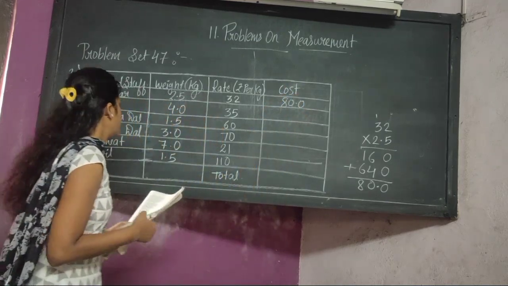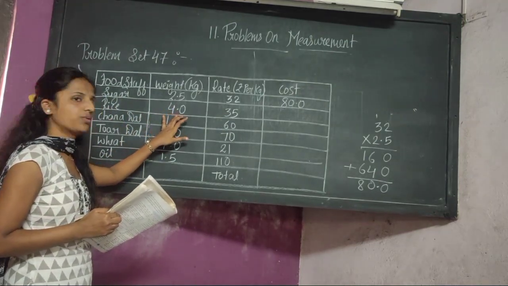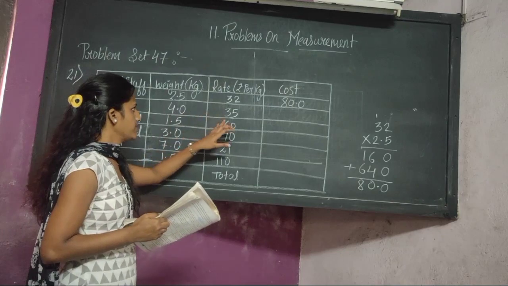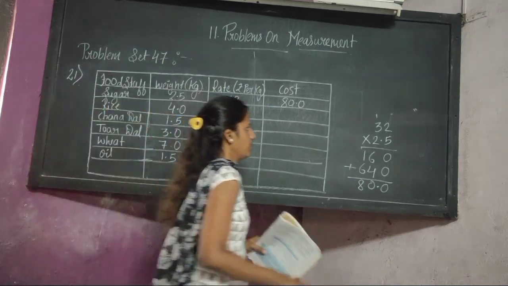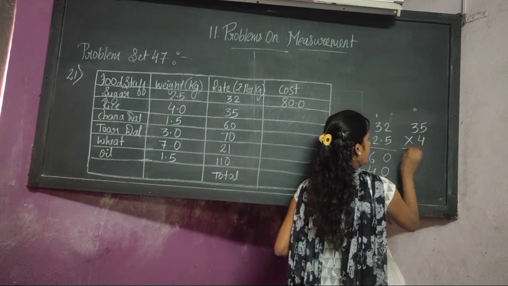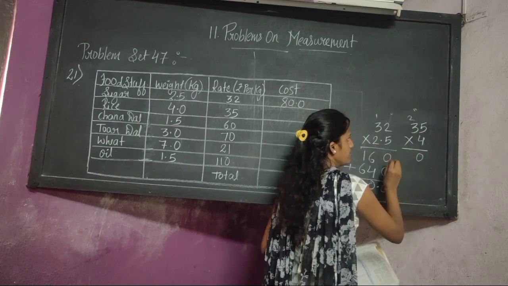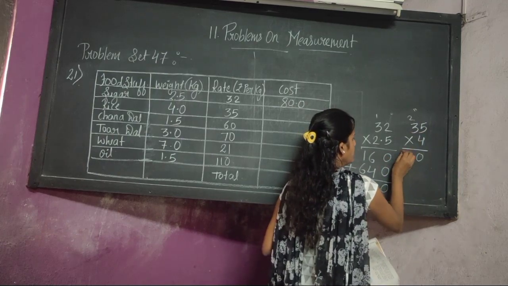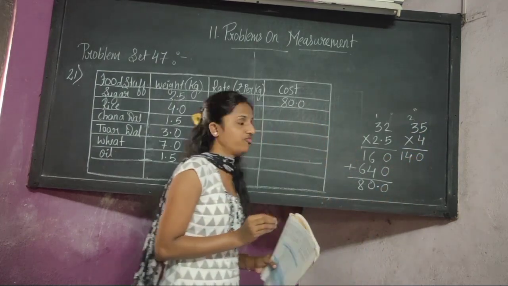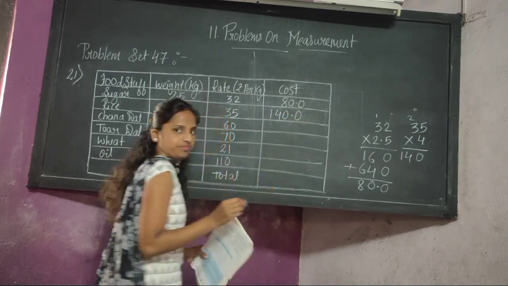The same way let's find out for rice. The weight of the rice is 4. 4.0, you can take 4 also. 4.0 and multiply by 35. Let's do multiplication. 35 multiplied by, you can take 4 also. 4 5s are 20. 4 3s are 12. 12 plus 2 will be 14. The answer is 140. You can take 0.0.